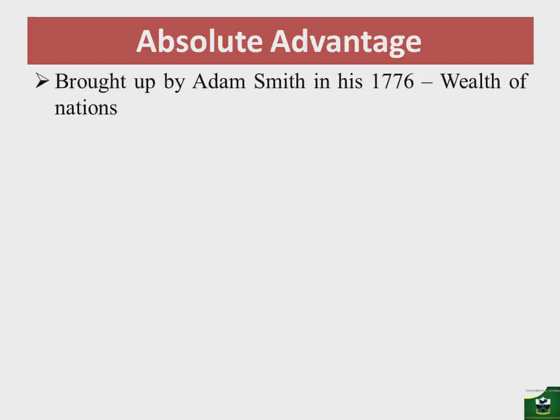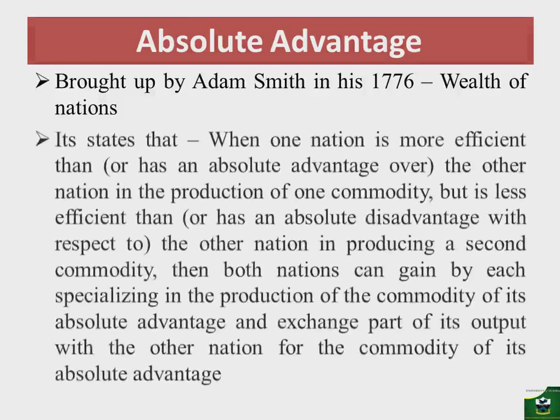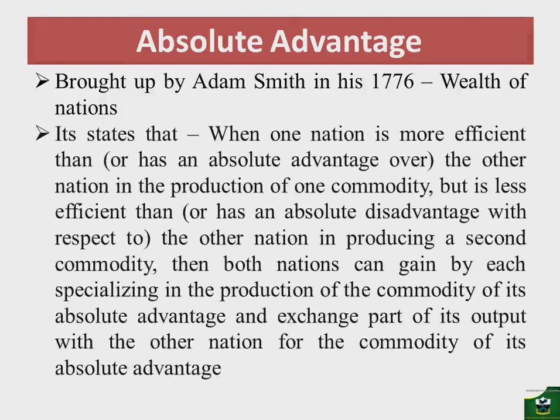In his presentation of The Wealth of Nations, which was written in 1776, Adam Smith postulated that when one nation is more efficient than the other nation in the production of one commodity, but it is less efficient than the other nation in producing a second commodity, then both nations can gain by each specializing in the production of the commodity of its absolute advantage. And if this happens, given that nations have specialized in producing commodities where they are efficient, then nations can exchange part of the output with the other nations for a commodity of its absolute disadvantage.